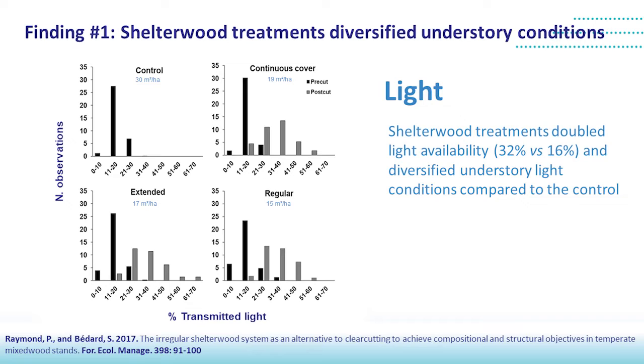So using the shelterwood treatments, we could double the mean available light for the regeneration. But we could also diversify the light conditions. So if you look at the gray bars, you see there's a diversification of the transmitted light conditions, which could, in theory, accommodate a diversity of species, because you could accommodate more light-demanding species.